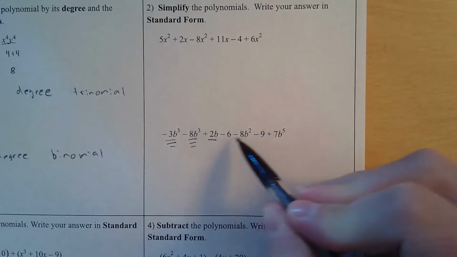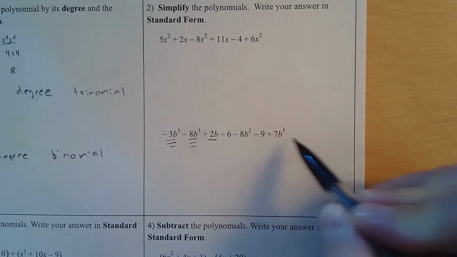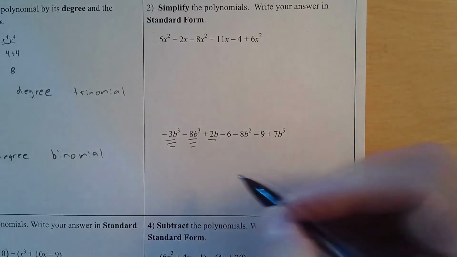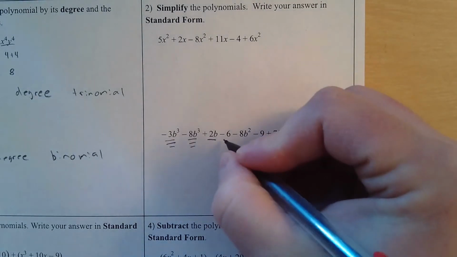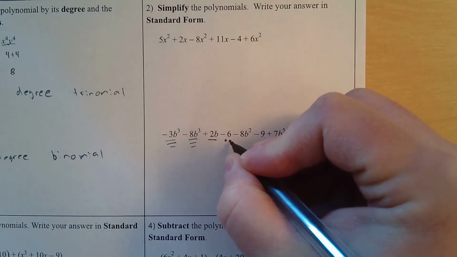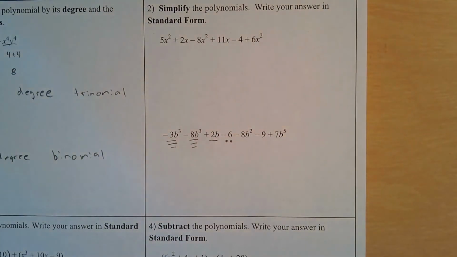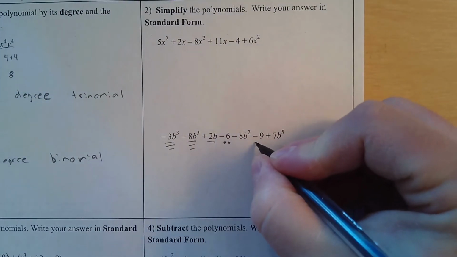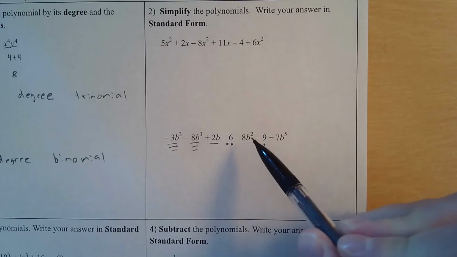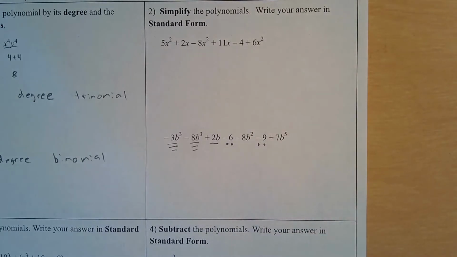I'm going to go through my polynomial. And it doesn't look like there are any other b to the 1st powers. So this guy's going to be solo. And let's see, -6. I'll put dots there for that one. So this is just a constant. So now I'm looking for any other constants in this expression. Here's one. And then all we have left is b squared and b to the 5th, which those are not like terms.